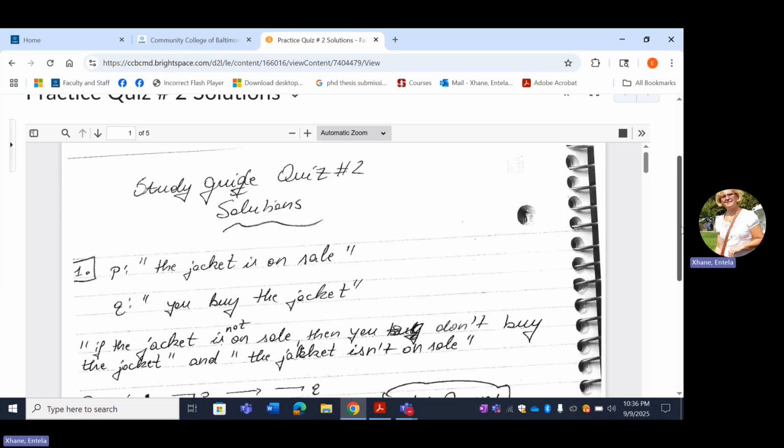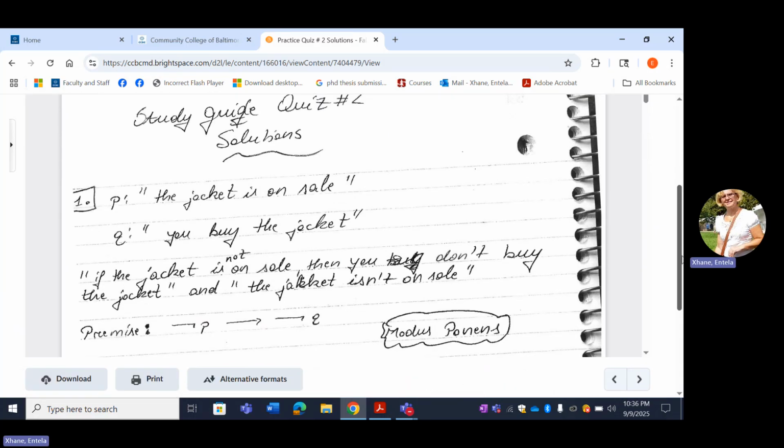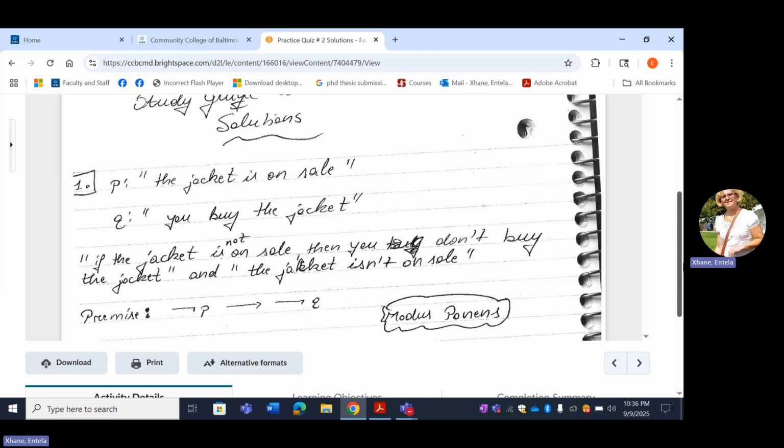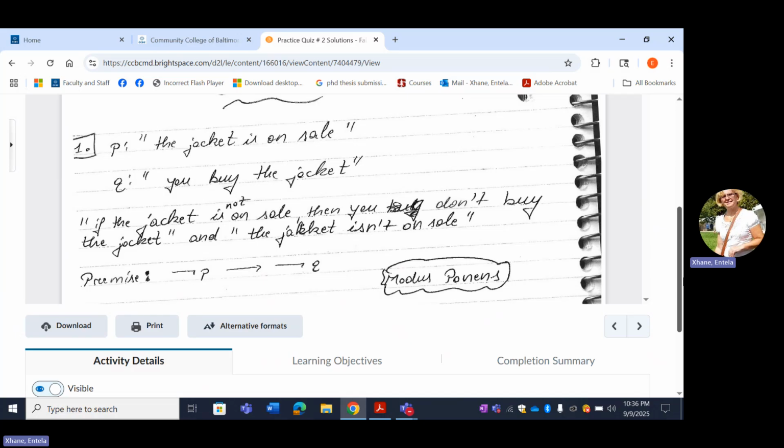Now, let's read through the premises. This is the first premise. If the jacket is not on sale, then you do not buy the jacket. So that defines the first premise. If P means the jacket is on sale, then you are going to write not P to represent the statement the jacket is not on sale. If and then means implies. So if then, that means implies you do not buy the jacket. If the statement Q is you buy the jacket, that means not Q. So the first premise is not P implies not Q.